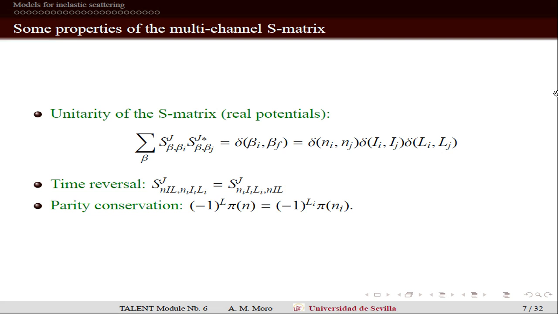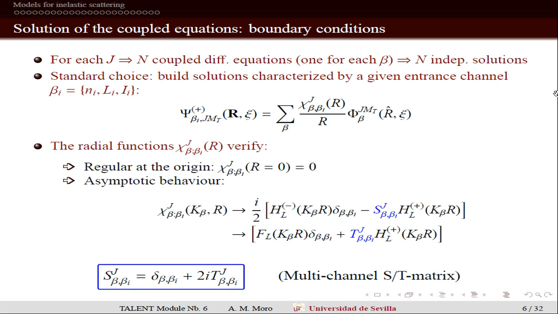Of course, if we have imaginary potentials, this is no longer true, because part of the flux will go to absorption. So we will have an absorption cross-section that will be reflected in this S matrix. Remember that this S matrix describes the outgoing flux. If we have an imaginary part, then part of the flux is missing from this outgoing flux. It will come out as part of this absorption cross-section, but it's not contained in this scattered wave.